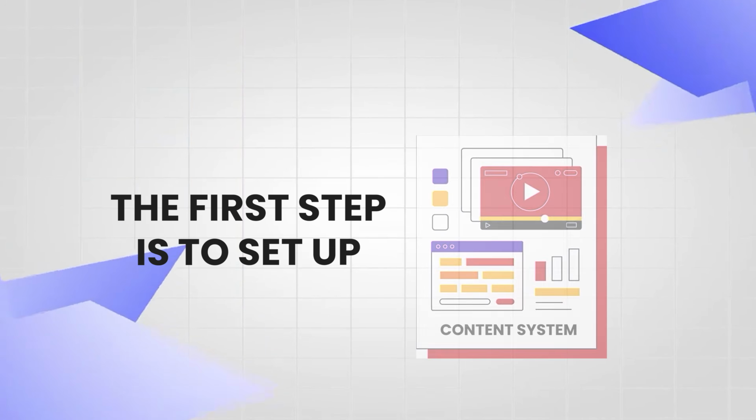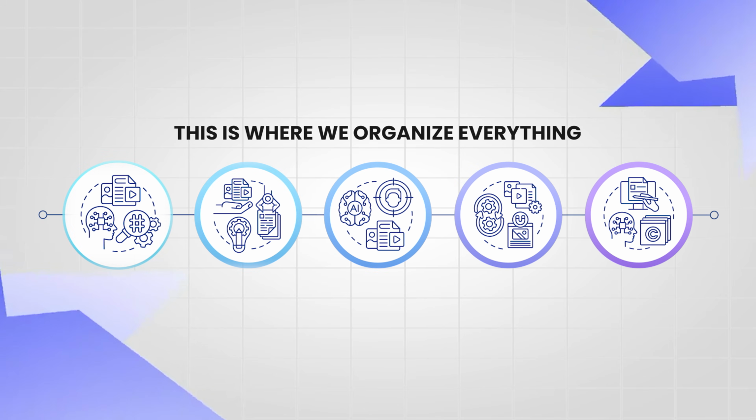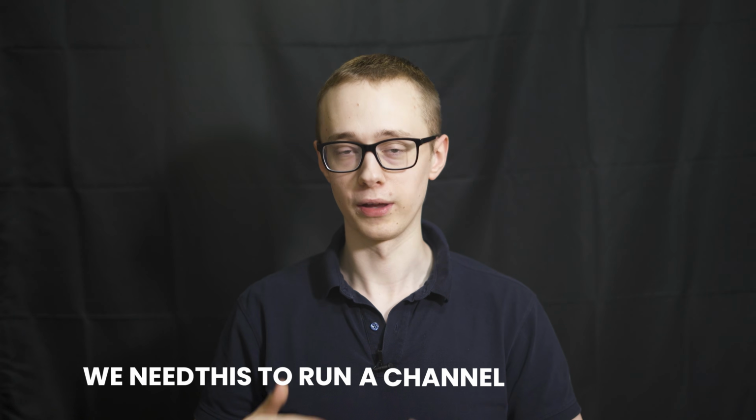So the first step is to pick... I'm kidding, you've heard this a billion times. Just pick a good niche. No. The first step is to set up a content system. This is where we organize everything. It's going to make sense later, but we need this to run a channel effectively.